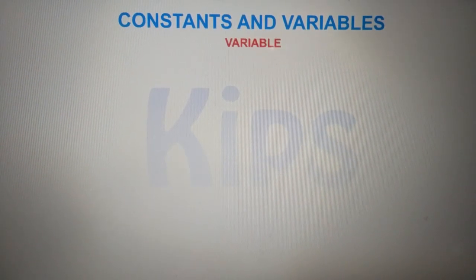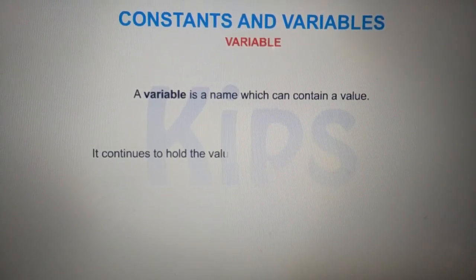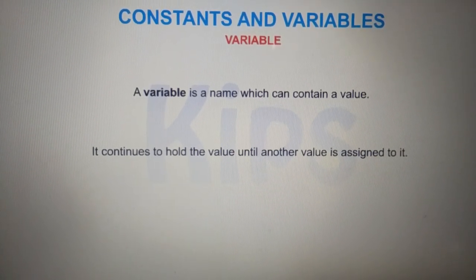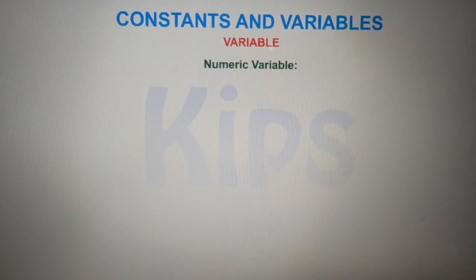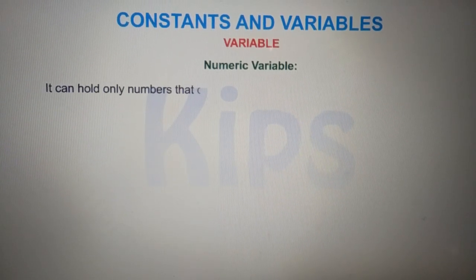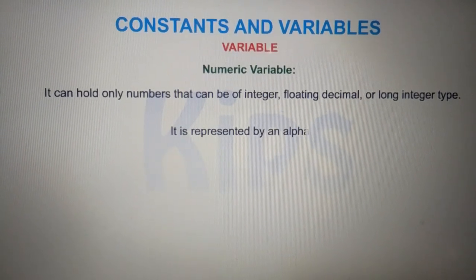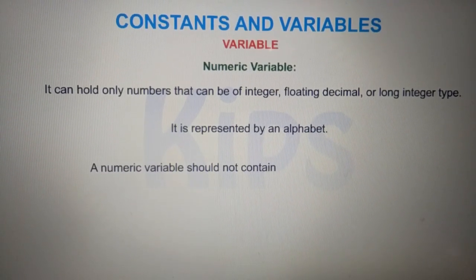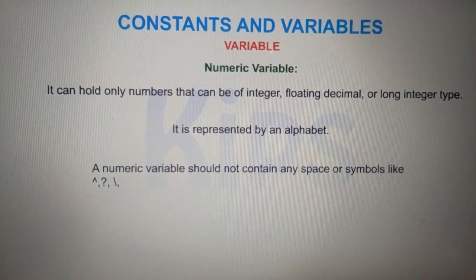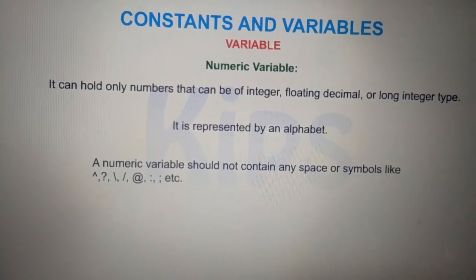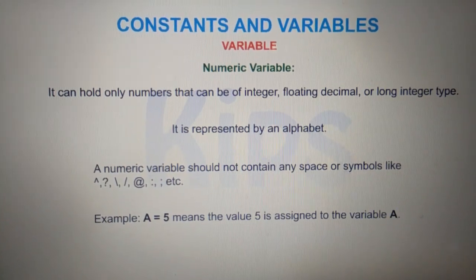Now let us talk about variables. A variable is a name which can contain a value. It continues to hold the value until another value is assigned to it. A variable has a type which is defined by the kind of value it holds. A numeric variable can hold only numbers that can be of integer, floating decimal, or long integer type. It is represented by an alphabet. A numeric variable should not contain any space or symbols, like caret, question mark, backslash, forward slash, @, etc. For example, A = 5 means the value 5 is assigned to the variable A.